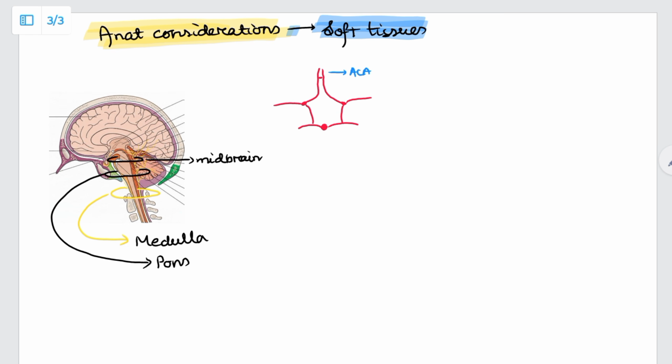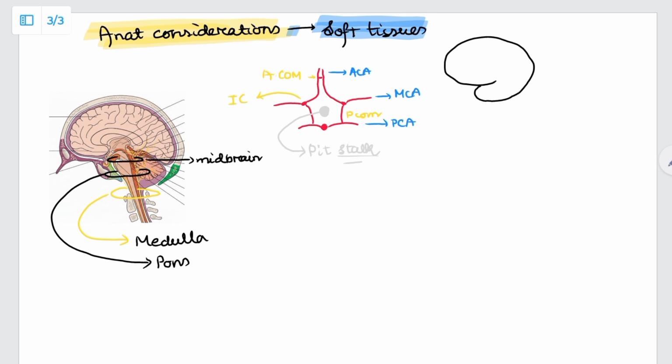So, this is the anterior cerebral artery, the middle cerebral artery, the posterior cerebral artery, the posterior communicating artery, the anterior communicating artery, and the internal carotid artery. Now, the thing to remember is that the pituitary stalk lies at the center of the circle of Willis. You should keep this in mind while reading an NCCT brain plate.